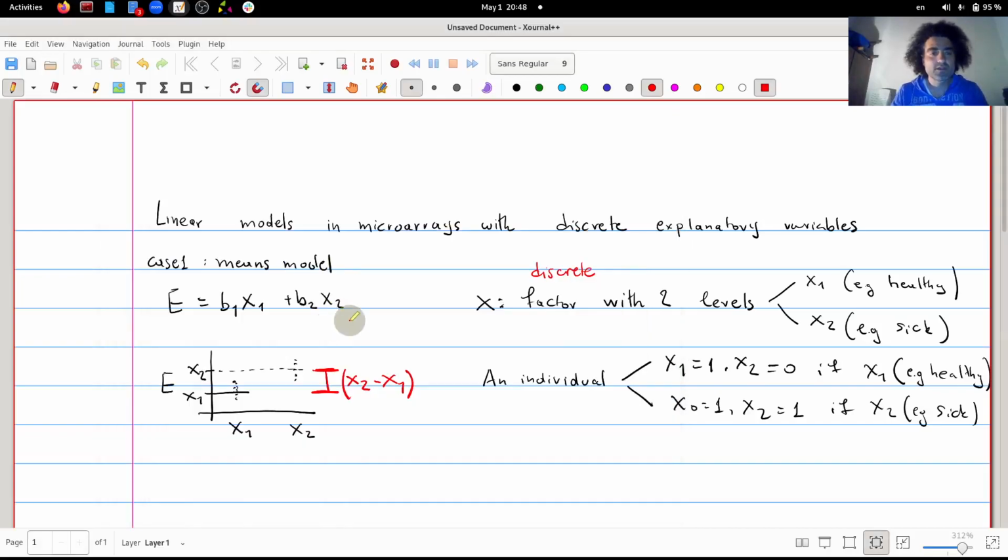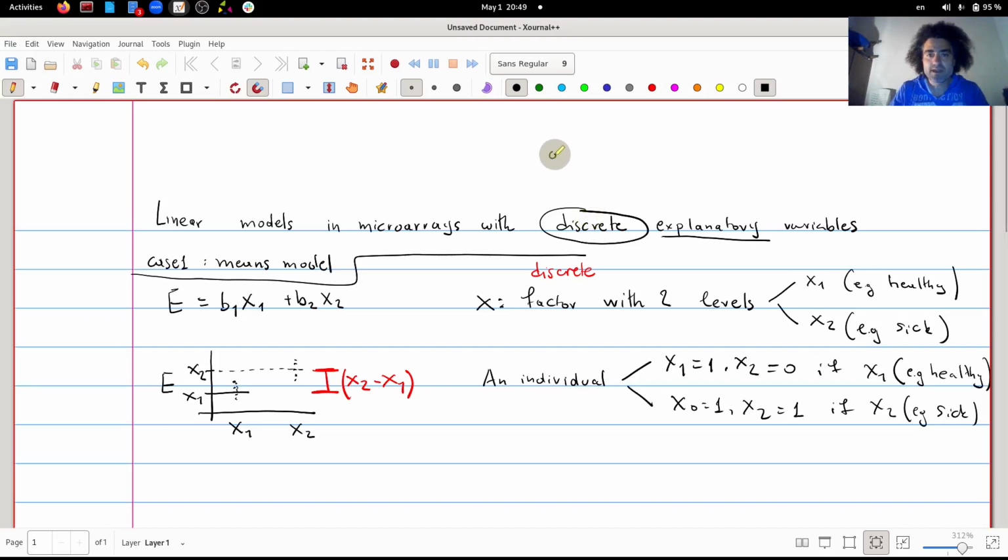Okay, so let's go now to the case that we usually have when we analyze microarray data. This case is when we want to explain the expression values of the genes, but the explanatory variables now are discrete, not continuous. In the previous video we saw a continuous example, and this was the age. The age is a continuous random variable.